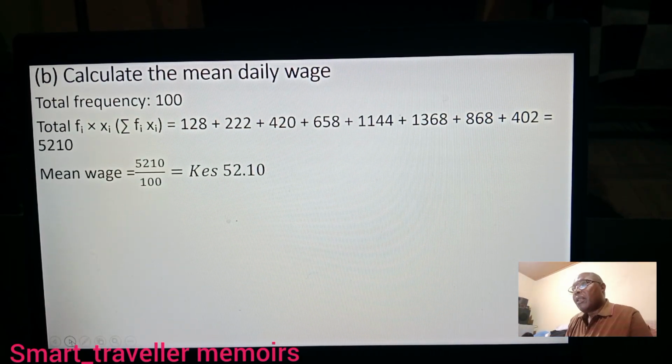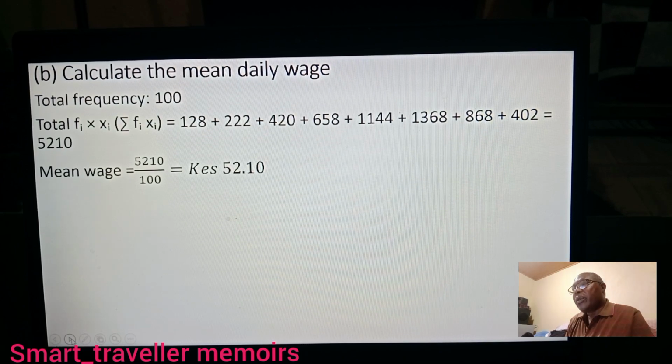So the total frequency is 100, and therefore the total of the products of the frequencies and the midpoint, which in mathematics is known as sigma f1 x1. Sigma means you add, and that M, which looks like it is facing in the direction from left to right, is called sigma.